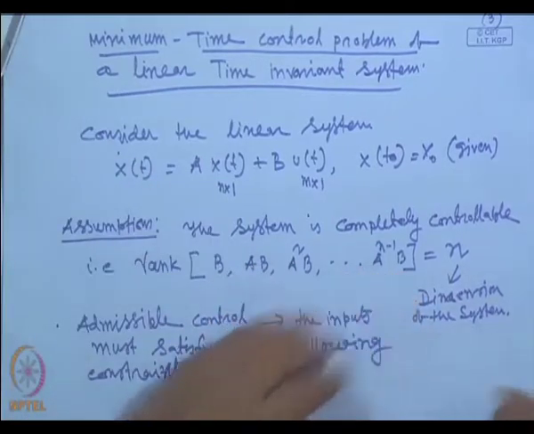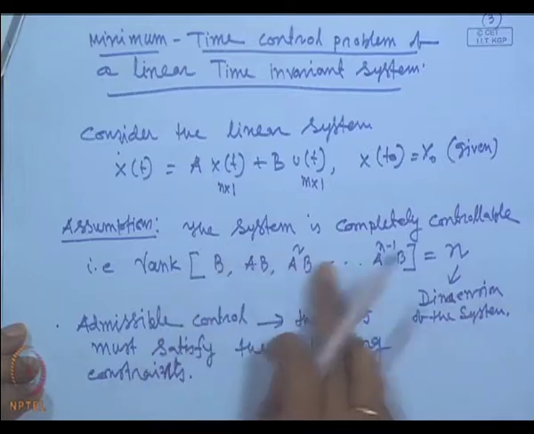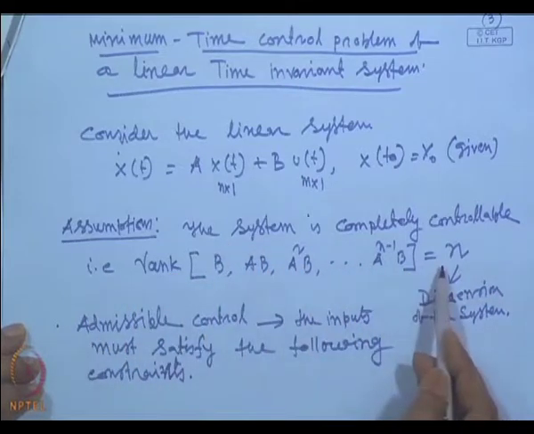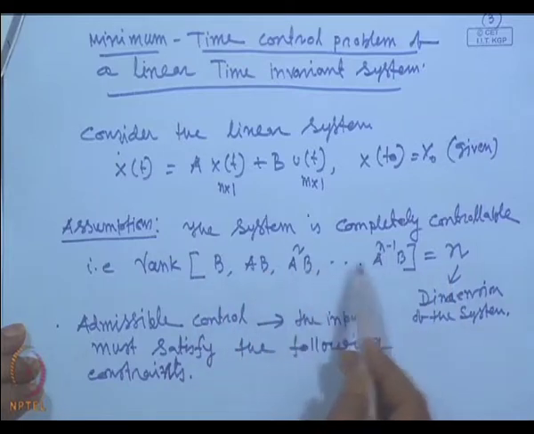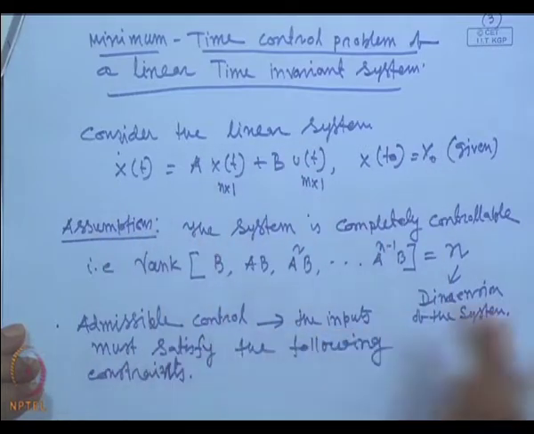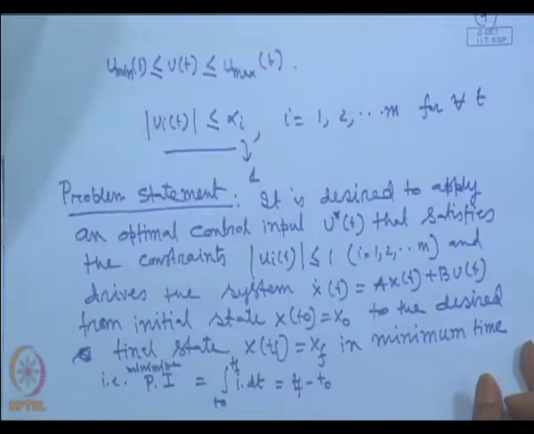First, we have to check whether the system is completely controllable or not by the rank condition. We have to satisfy the rank of B, A B, A square B, up to A to the n minus 1 B, where n is the number of states involved in the system dynamic equation. That rank must be n, then all the states will be controllable.